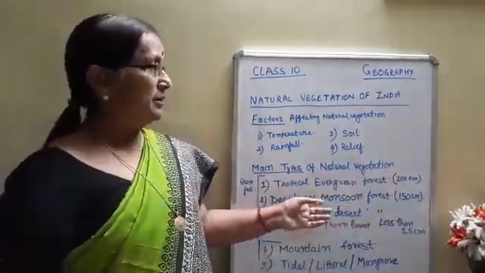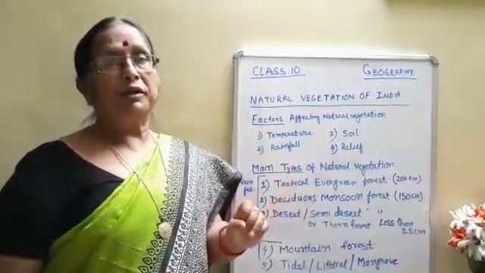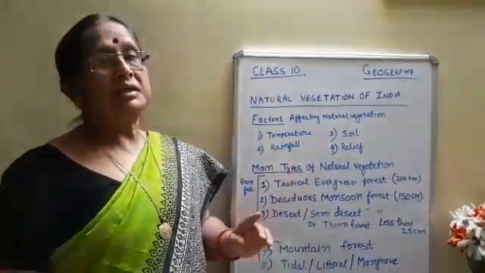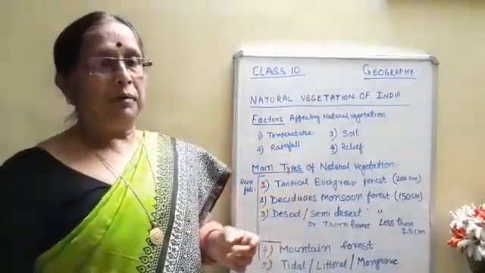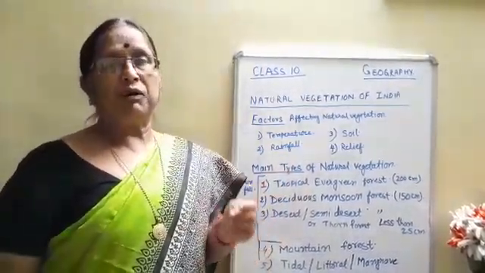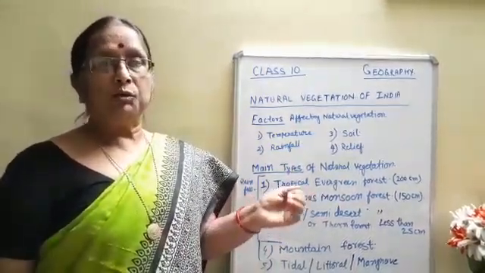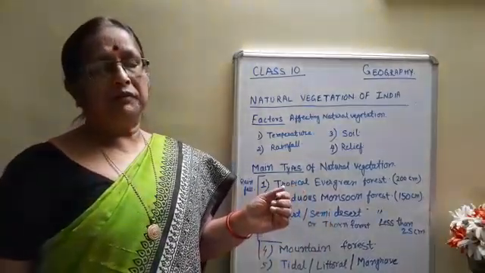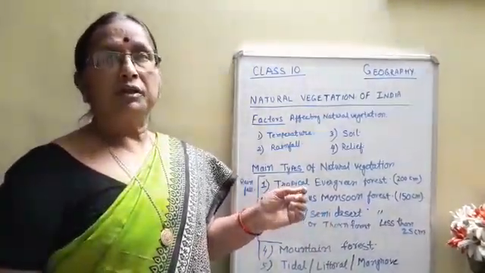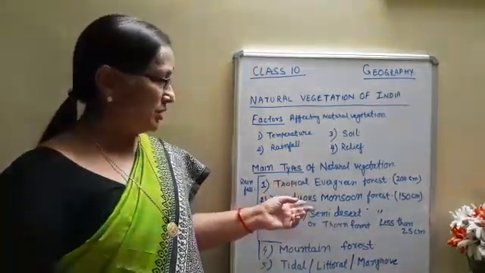So the characteristic is that the trees shed their leaves, and the most important trees of this region are sal and teak, which are of commercial importance. They are used for making railway sleepers and hardwood furniture. Teak is used for making good furniture, in which, if we put a nail, it does not corrode. So that is the characteristic of the trees found in the deciduous forest.